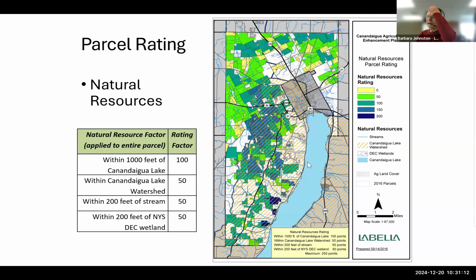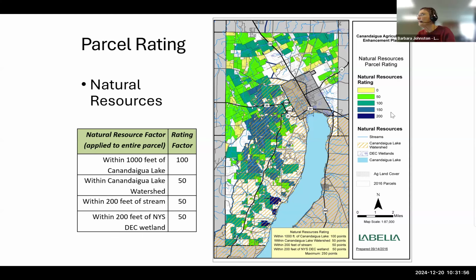The second category was a natural resources rating. So we used whether it was within 100 feet of Canandaigua Lake. That might be shown on the map, but it's just a small line. Whether it's in the Canandaigua Lake watershed, that's the yellow hatching. Whether it's near a stream, so we've mapped the streams. You can see the wide blue lines. That means it's a stream, or whether it's within 200 feet of a DEC regulated wetland. And this is what we ranked the parcels by, their natural resource value.